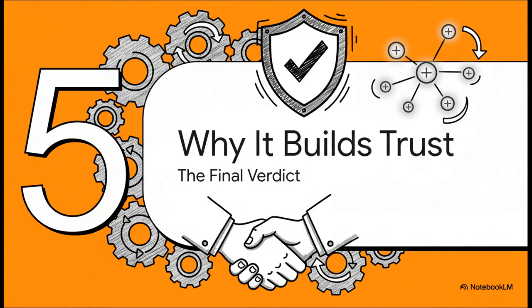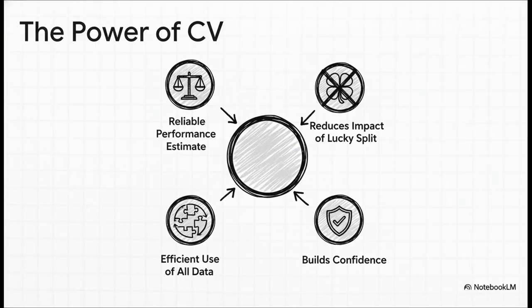Okay, so let's tie this all together. We've gone through the how, but the why is what's really important here. And it all boils down to a single crucial word: trust. So, what's the big takeaway? The power of cross validation is huge. First, it gives you a performance number you can actually believe in, because it smooths out all that randomness from a single lucky or unlucky split. Second, it's super efficient with your data. Every single piece of information gets used to both teach the model and to test it. And what does all that lead to? The most important thing of all: genuine confidence that your AI is ready for the real world.